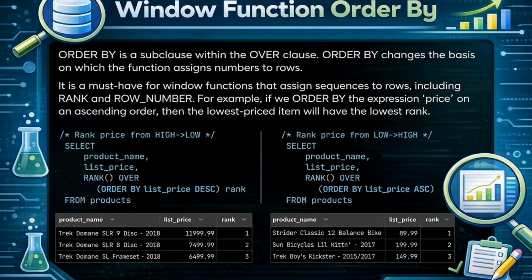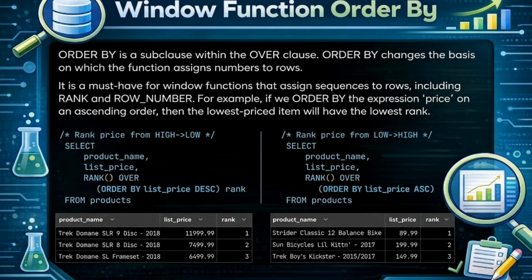Now, let's reverse the order, ranking prices from low to high. Here's the query. Select product name, list price, rank function over order by list price ascending as rank from products. In this case, the lowest priced products get the top ranks. For example, Strider Classic 12 Balance Bike, priced at $89.99, gets rank 1. Sun Bicycles Lil Kitten 2017, priced at $199.99, gets rank 2. Trek Boys Kickster 2015/2017, priced at $149.99, gets rank 3.